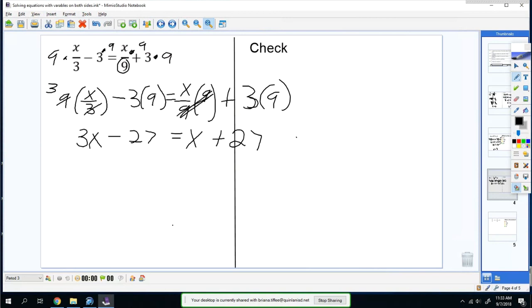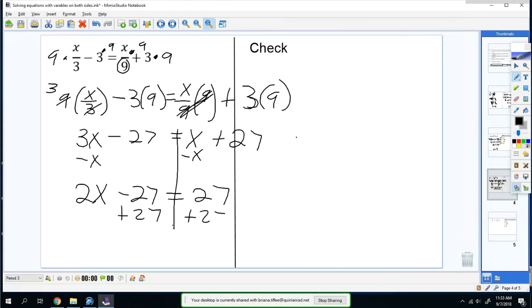Now, all we have is an equation with variables on both sides. So we just solve it like we've been solving it. You subtract x from both sides. That's just taking one x away. So now you have 2x minus 27 equals 27. Then you're going to add 27 to both sides. And you get 2x equals 54. You divide by 2 on both sides, and you get x equals 27. Same thing we did last time.